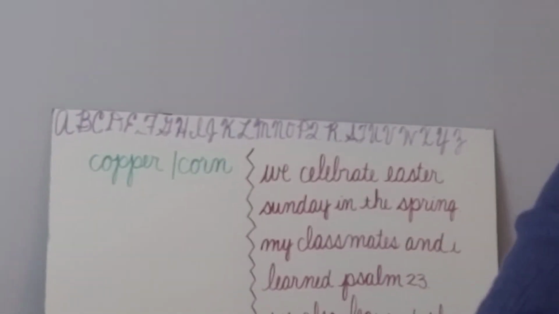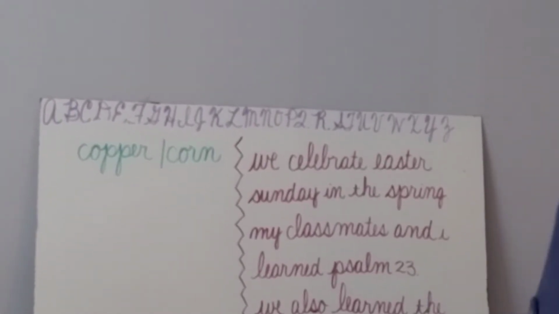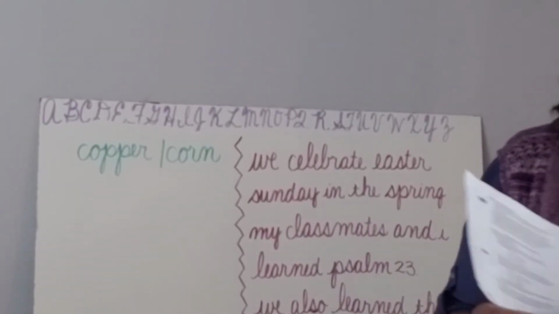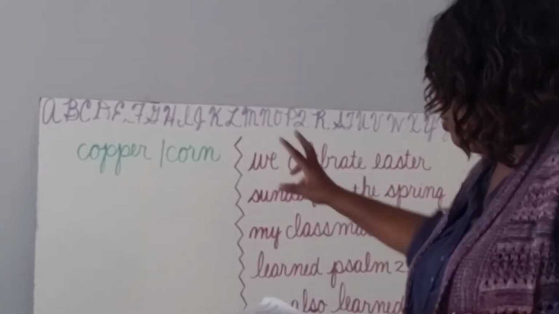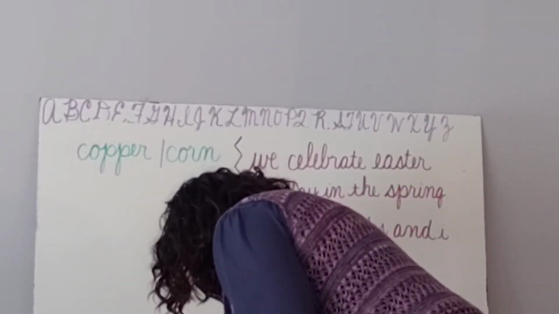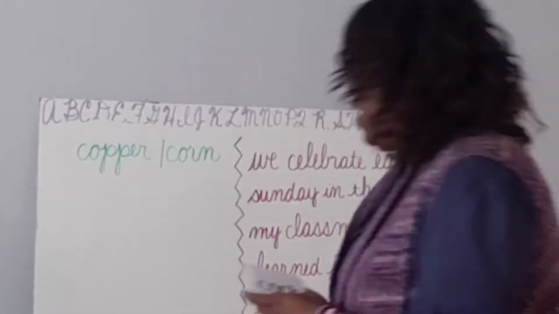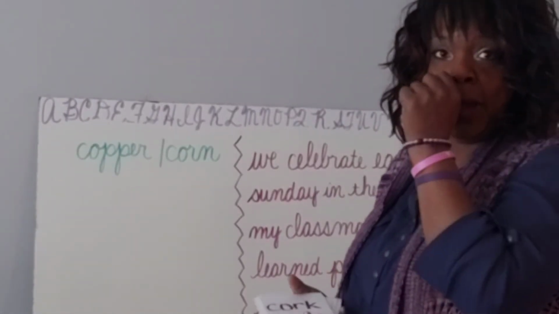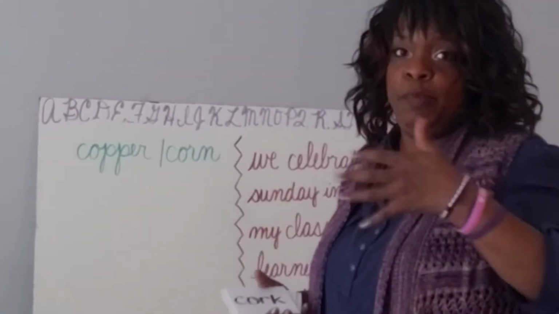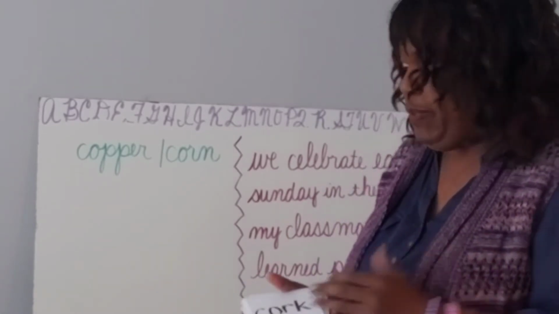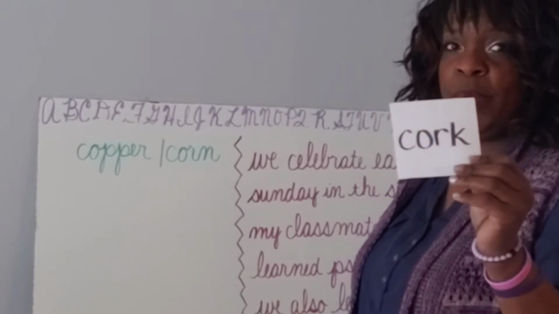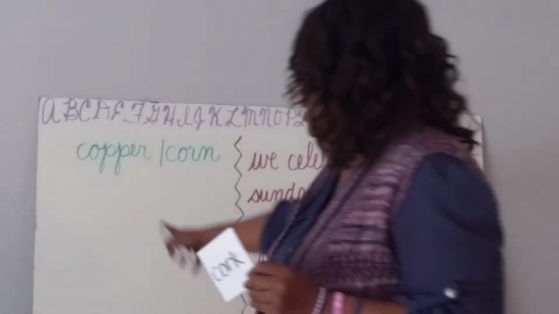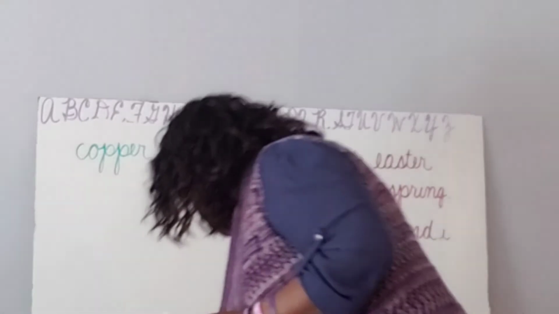And we're going to pretend that those two words, copper and corn, are guide words on a dictionary or glossary page. Okay, so we've got those two words, copper and corn. Now I have some words that we're going to check and see if they would be on that glossary or dictionary page. So the first word I have is cork. Would we find cork between copper and corn?